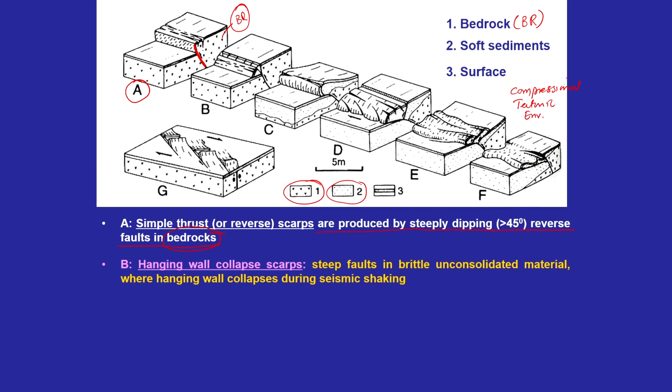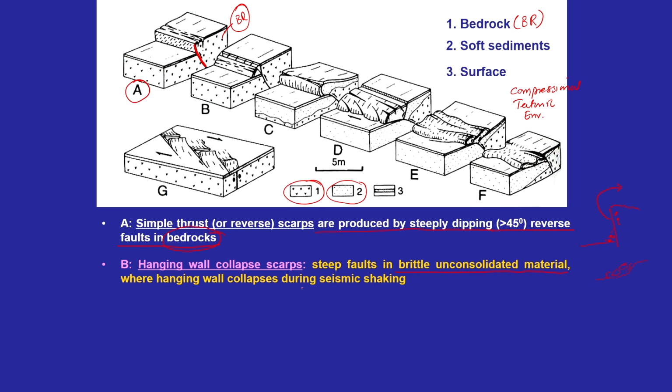Now, second is where the hanging wall collapses. So, a steep fault in brittle unconsolidated material. If you remember, we discussed an example where there was gravelly material on the surface, and then some colluvial came out, but the scarp was very clearly standing. It was exposed and remained for a longer period. But in the case of loose material, blocks were coming out here, and the scarp degraded very fast. So, that difference was because of the material.